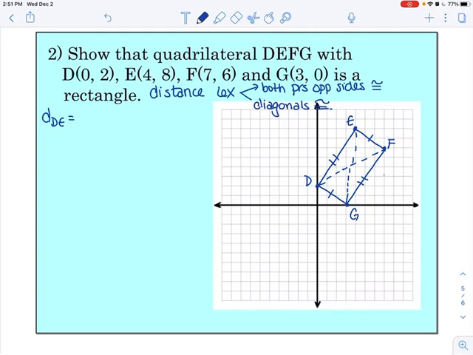Okay, so I'm concentrating on the coordinates of D and E, which means I'm ignoring F and G. X1, Y1, X2, Y2. Again, since we're starting a new slide here, I'll rewrite that distance formula another time for you. X1 minus X2 squared plus Y1 minus Y2 squared.